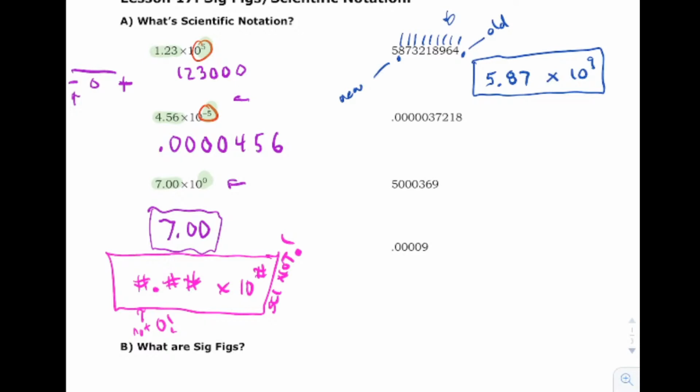Now I didn't mention this, but this is extremely important. When I'm going 5.87, notice that because the next digit was a 3, I rounded down. If that next digit was like a 6 or even a 5, I would actually round up and I would have 5.88 instead of 5.87. It's important to round, in this case, round down.